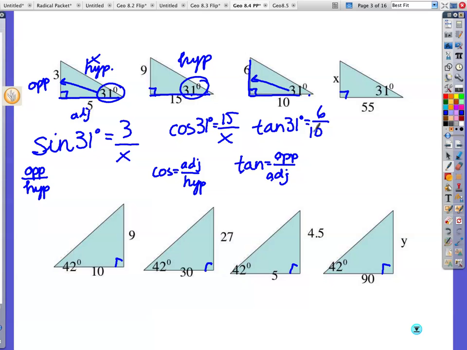Okay? And then sometimes you work it out. Maybe you have a tangent. I'm just going to do a tangent example here. 31 degrees, opposite over adjacent. Okay, and then we would use our math skills to figure that out, but we'll work on that later. All right, and the same thing applies down here.